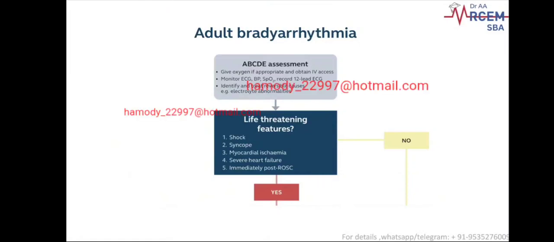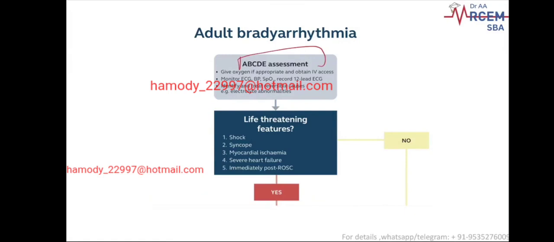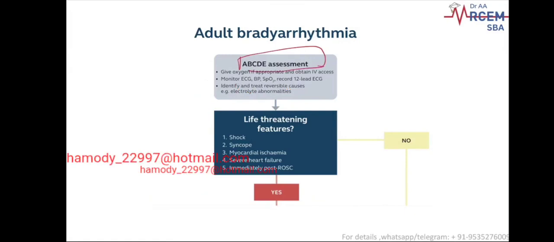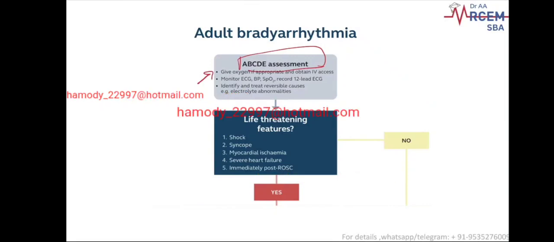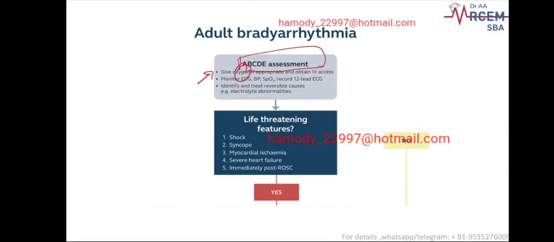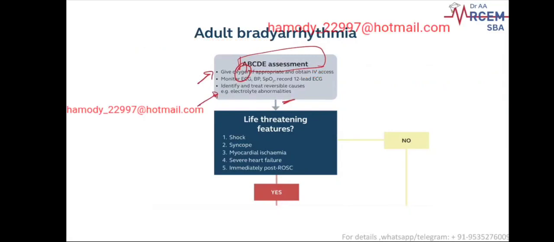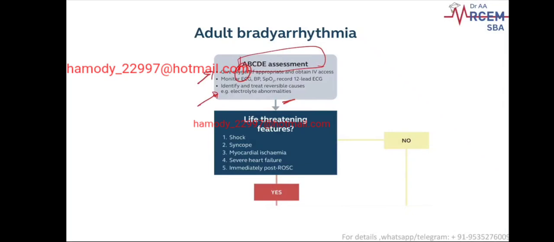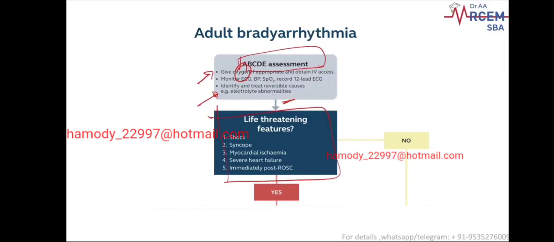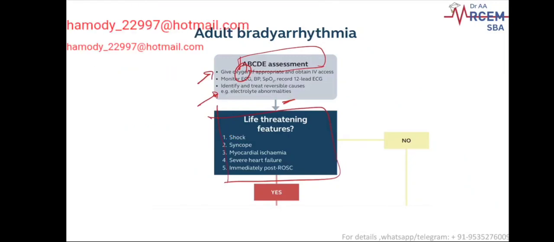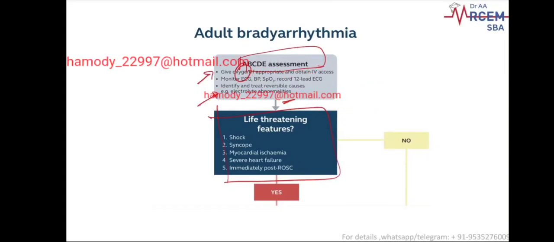Adult bradyarrhythmias. So bradycardias, whenever they are present, we always go with an ABCD assessment. It is similar to the previous guidelines itself. ABCD assessment. If the patient is hypoxic, you will be starting them on supplementary oxygen. Get a 12-lead ECG done. Connect to the cardiac monitor. Identify and treat the reversible causes. Once you have done this, then only we look out for life-threatening features. These life-threatening features are the same for tachyarrhythmias and bradyarrhythmias. They are not different, which we have learned in the previous slides.